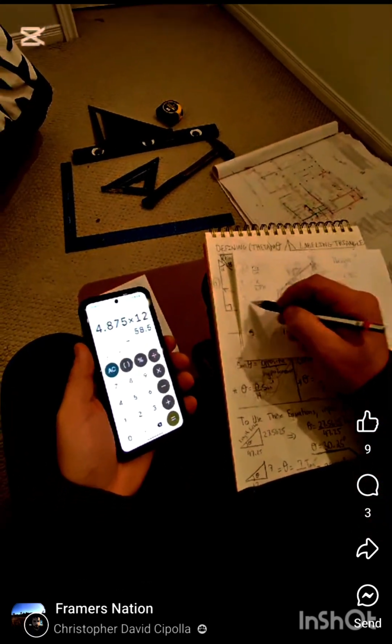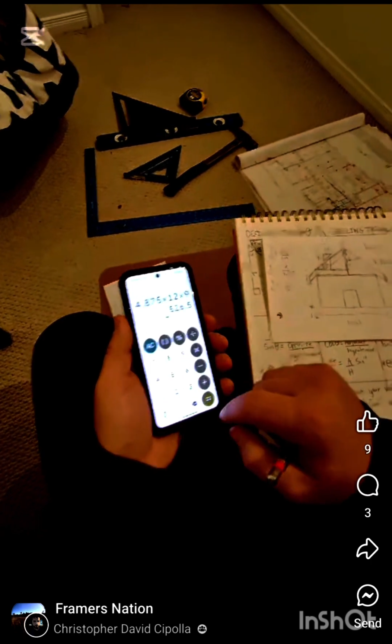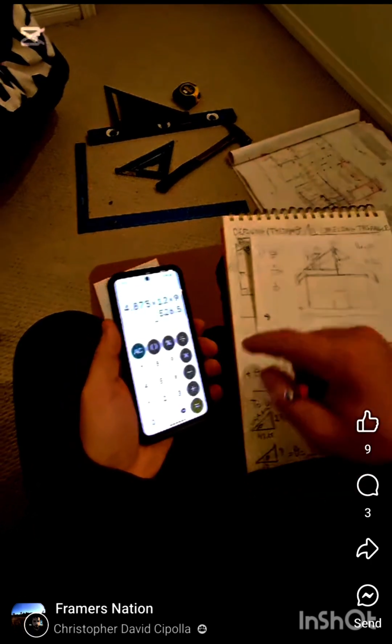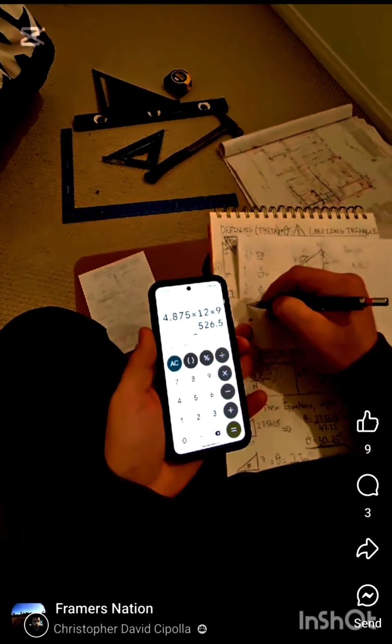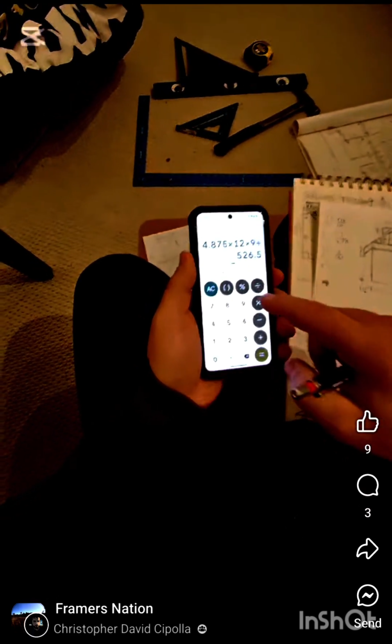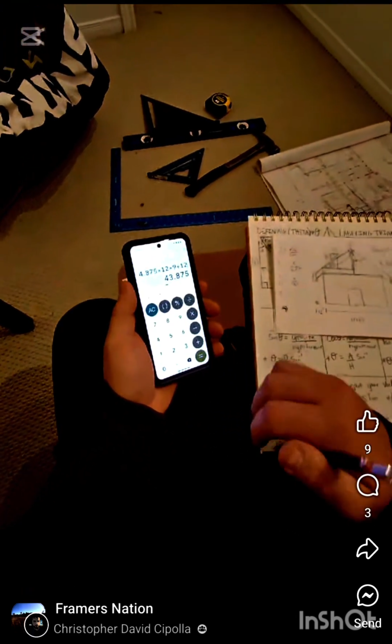And then now it's just cross multiplication. You go 58.5 times 9, and then divided by 12, and then you get your final answer. Divided by 12, you get 43.875.